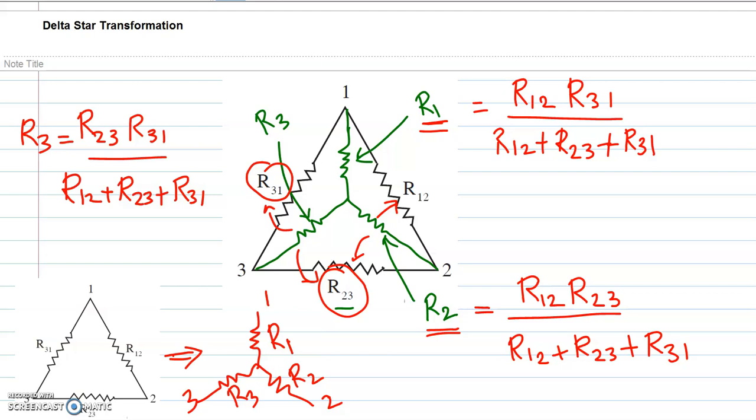Now we will see how we can convert a star network to a delta network, that is, from this form to this form. For that, another set of equations is there. Remember, from delta to star, it is the multiplication of the resistances on either side of the resistance which you are finding, divided by the sum of all the resistances in the delta network.